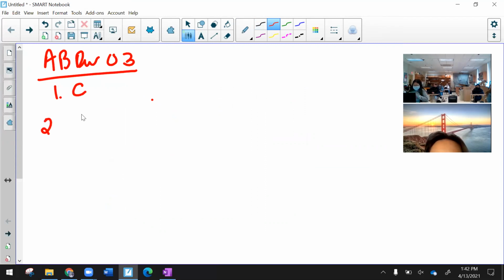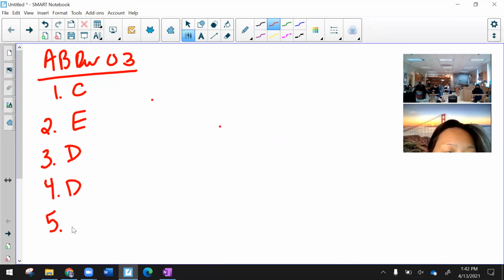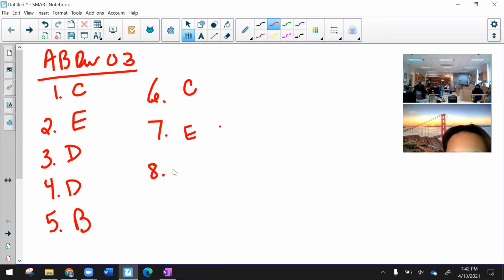Number 1 is C. Number 2 is E. Number 3 is D. Number 4 is D. Number 5 is B. Number 6 is C. Number 7 is E. Number 8 is D. Number 9, I think, is D. Number 10 is A. And then we'll go through the 2 part 2s separately.